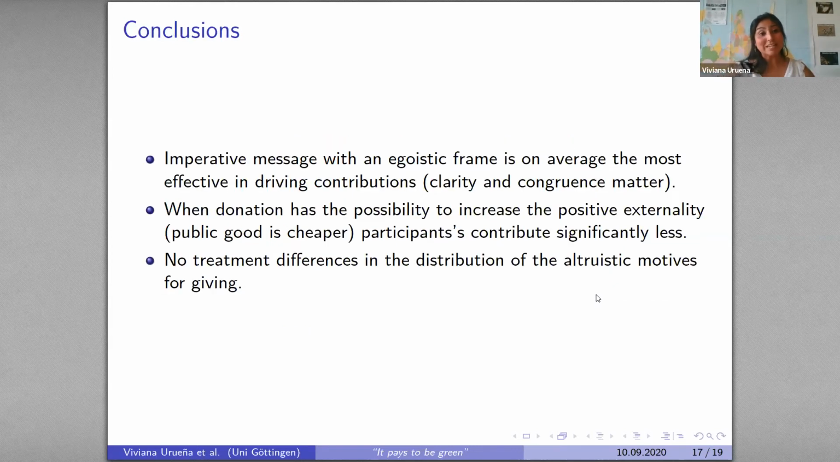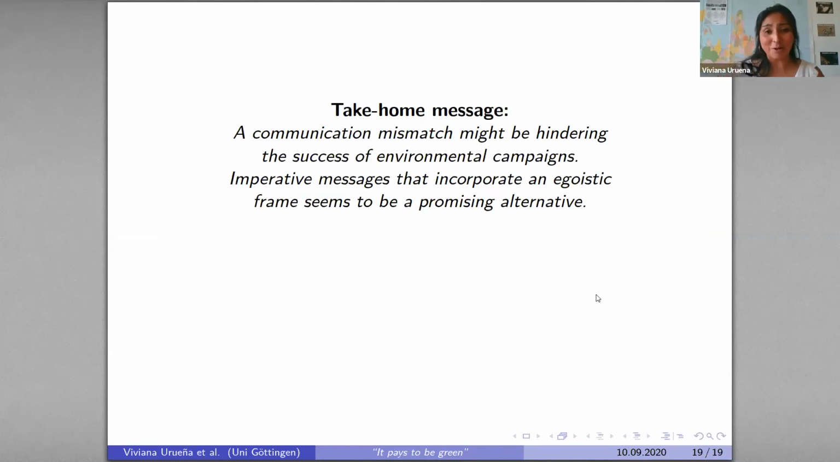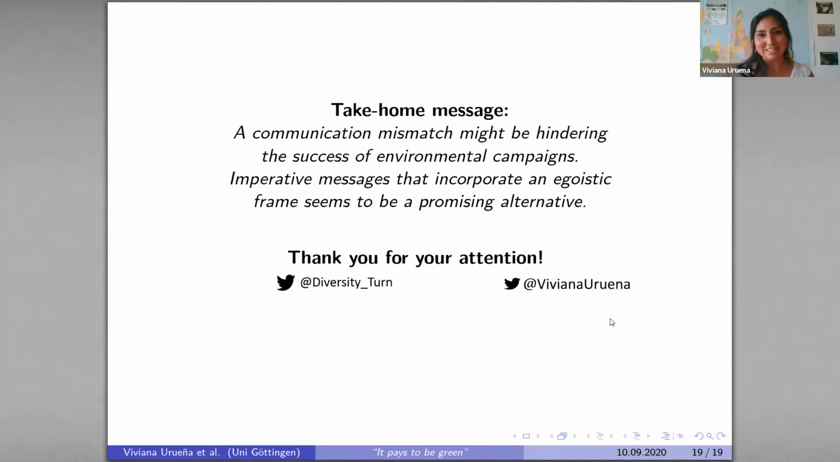So just to conclude, imperative messages with an egoistic frame are the most effective in driving contributions from the people, meaning that clarity and congruence of the message matter. We see that when the donation has the possibility to increase the positive externality, then participants contribute significantly less. And we do not observe a treatment difference in the distribution of the altruistic motives. I want to end this talk by saying that a communication mismatch might be hindering the success of environmental campaigns, and therefore imperative messages that incorporate an egoistic frame seem to be a promising alternative. Thank you very much for your attention.